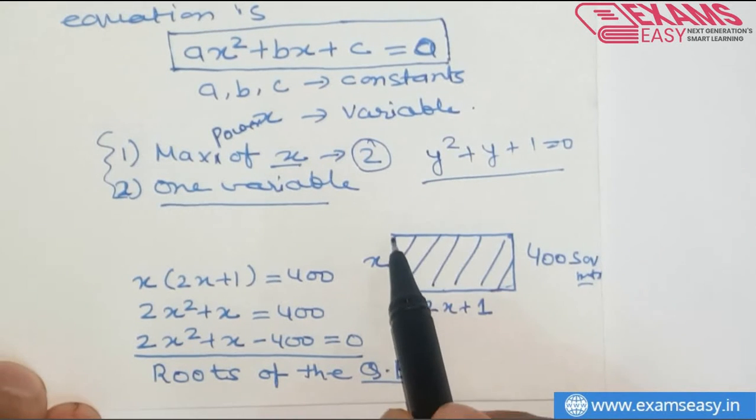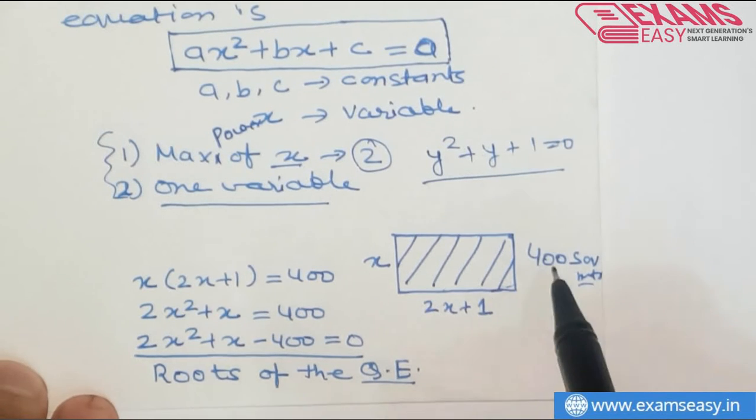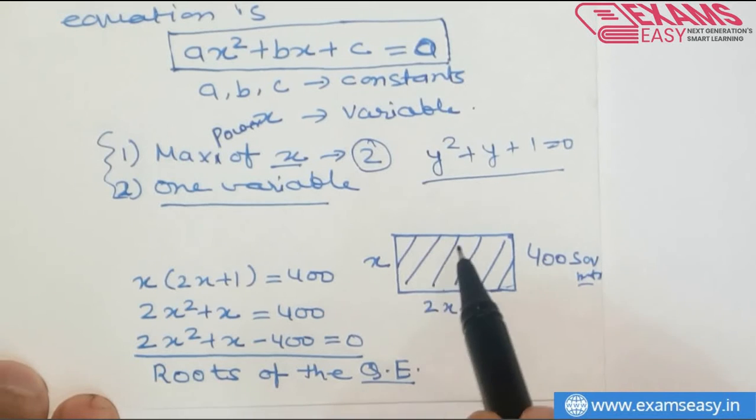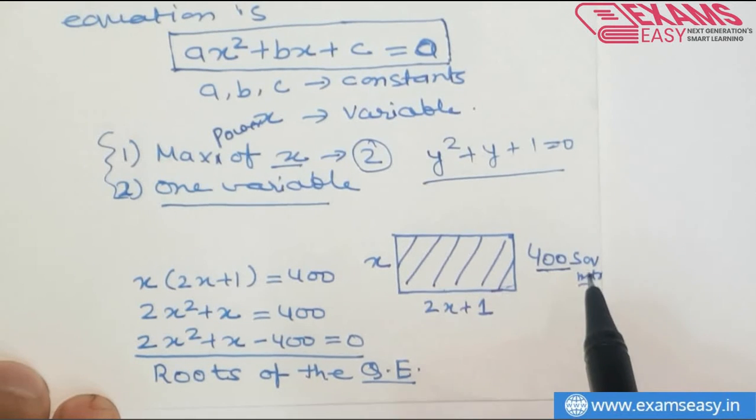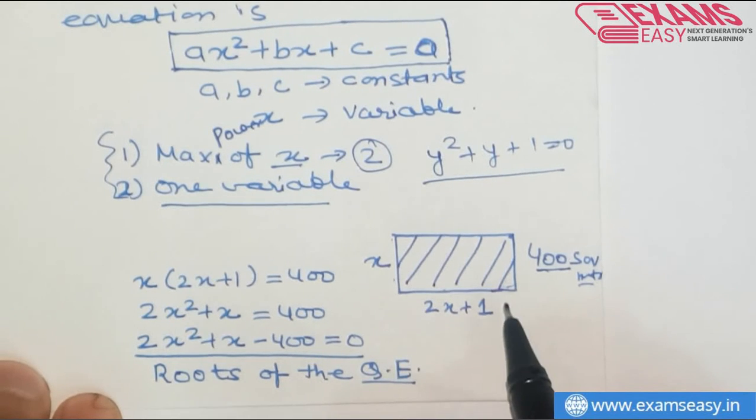It has length as x and breadth as 2x plus 1. The area of this warehouse is given as 400 square meter. If I ask you to find out what is the length and breadth of this warehouse, then you need to solve a quadratic equation. How? Let us see.